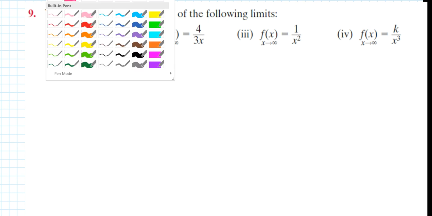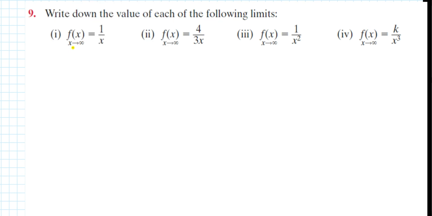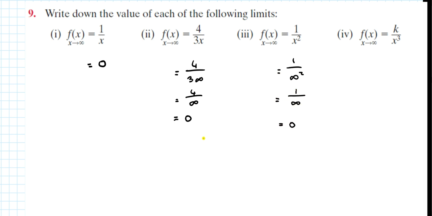So some of these are very easy if you consider x going to infinity. Well, what would 1 divided by infinity be? If you've one pizza and infinity friends, everybody basically gets 0. Here, this is 4 divided by 3 times infinity. Well, 3 times infinity is infinity, so it's 4 divided by infinity, and again, everyone's getting 0 pizza out of that. This is 1 divided by infinity squared. Again, that's 1 divided by infinity. Infinity squared is just infinity, so you're getting 0 again.